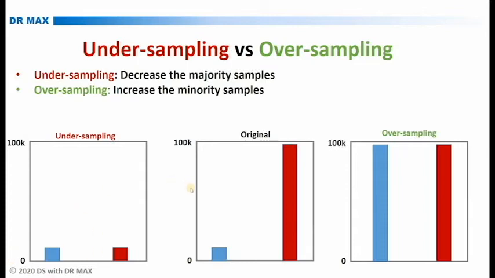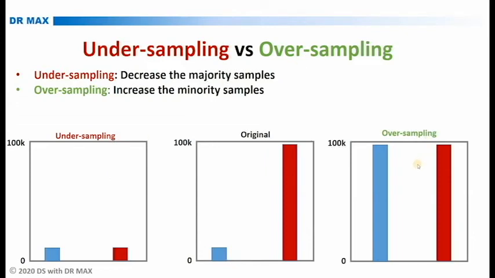Look at this example here. We have an original dataset at the center. In the original dataset, we have one class shown as red and one class shown as blue. Obviously, we are seeing that we have many more samples of the red class than the blue class. So we have an imbalanced dataset. We have two options here, either oversample or undersample.